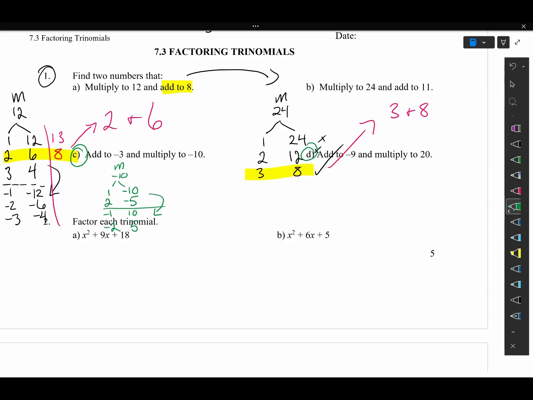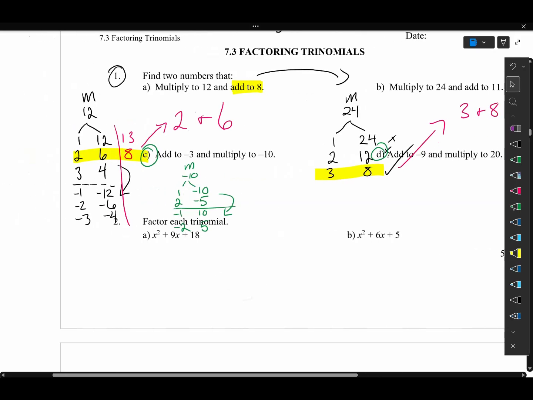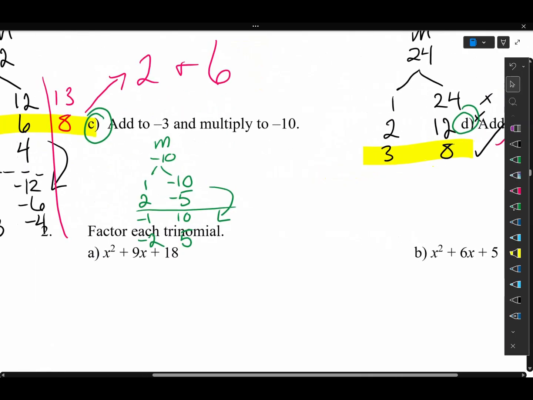I know I'm running out of space. I apologize. It's ugly to look at, but we are doing our best right here.